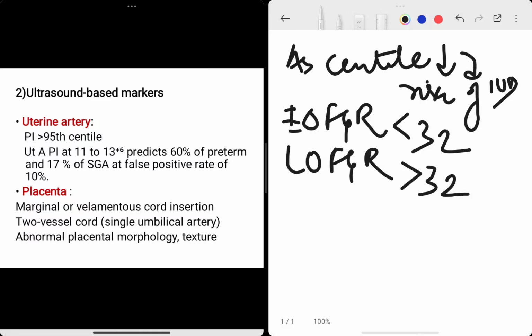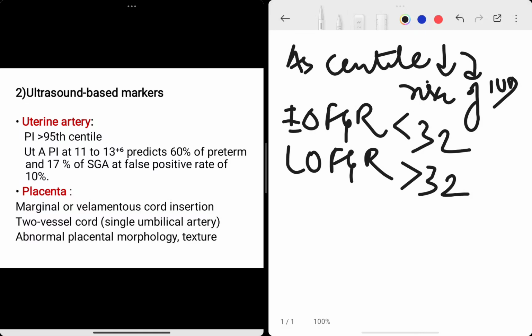Now coming to the placental causes, the type of placenta. If the placenta is marginal or filamentous cord insertion is there, 2 vessels in the cord means single umbilical artery. Usually we have 3 vessels in the cord, 2 umbilical arteries and 1 umbilical vein. But here if there is just 1 umbilical artery, then this can be associated with fetal growth restriction, abnormal placental morphology, or texture. So these are the ultrasound based markers.